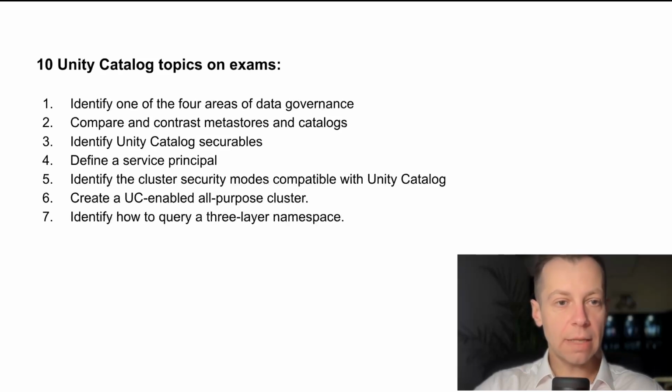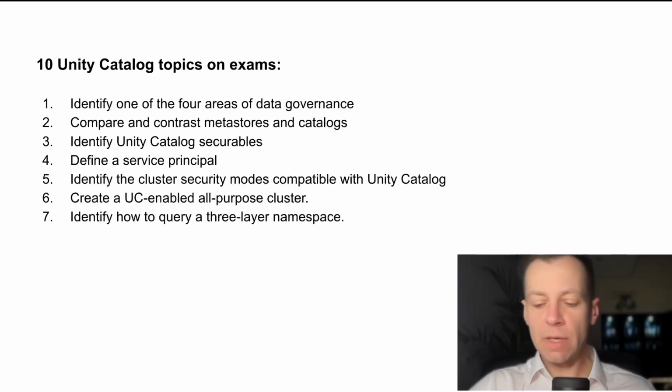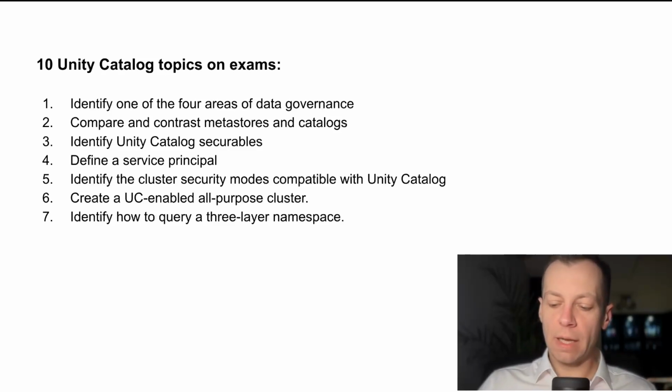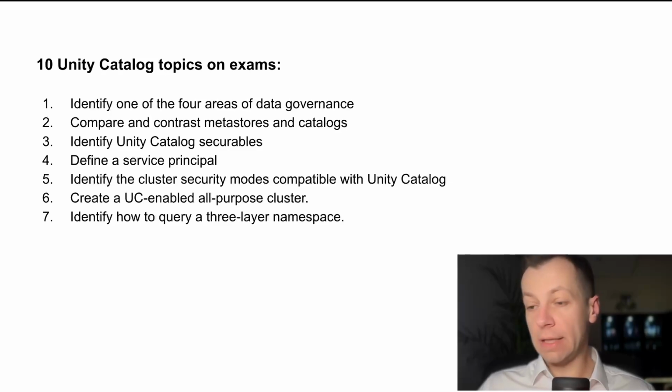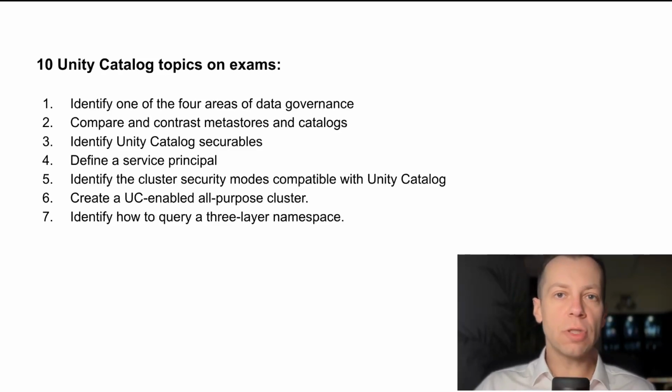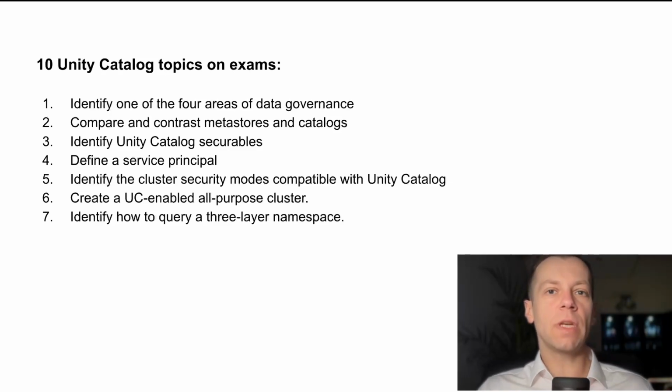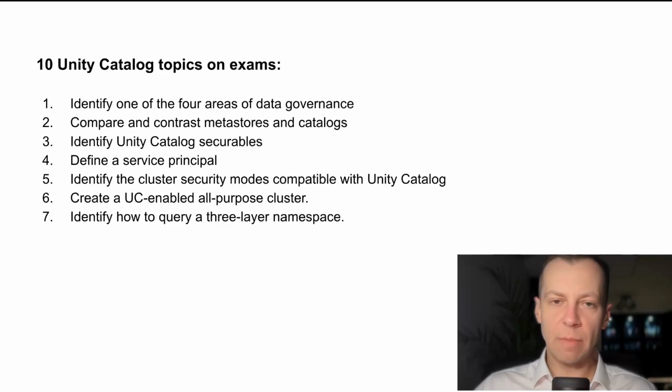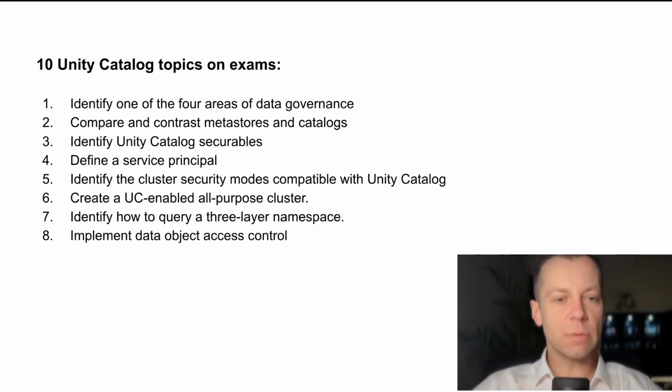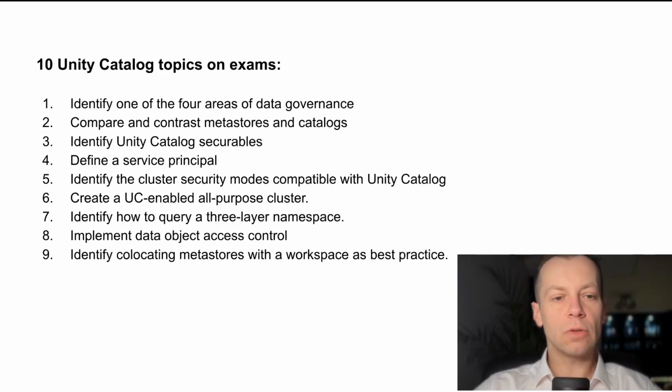We have done that. Identify how to query the three-layer namespace. Whenever we are querying a table, we need to give catalog.schema.table name. Alternatively, we can write USE catalog.schema and then we can do a select without giving the full path, using the default catalog, schema, and the table name. Next one, implement data object access control. We have done this, we know how to do that.